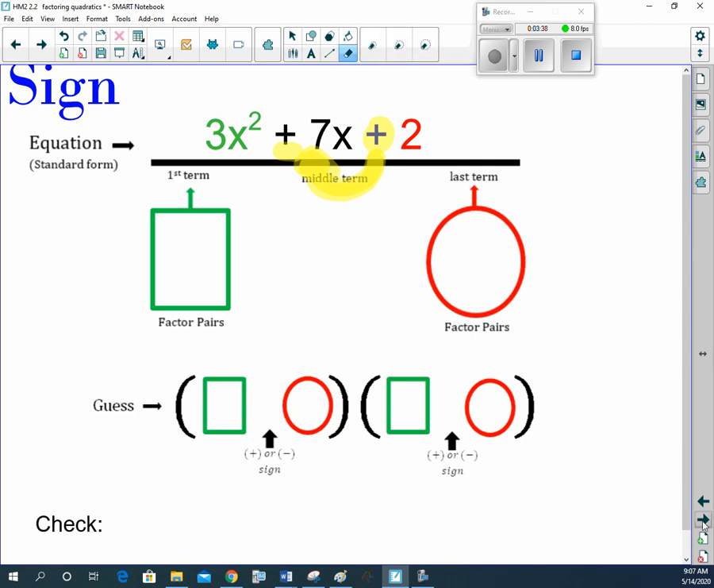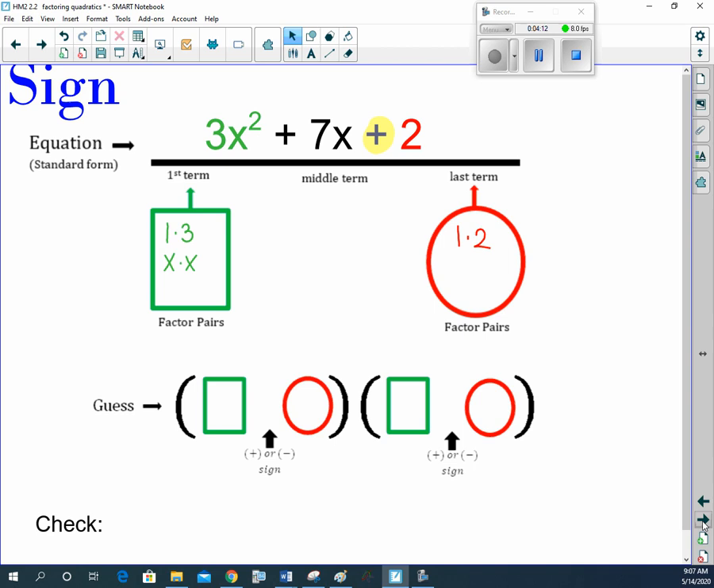How we begin this process is, take your first number here, which is a 3, and write down all the factor pairs for 3. I'm going to put them in this box, so that's 1 times 3. And then x squared: what multiplies to give you x squared? X times x. We could write it underneath here. Do the same thing on the back end. What are all the factor pairs of 2? Well, 1 times 2, that's it.